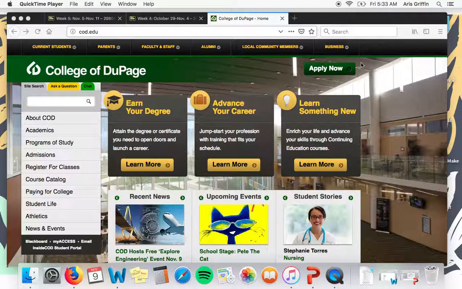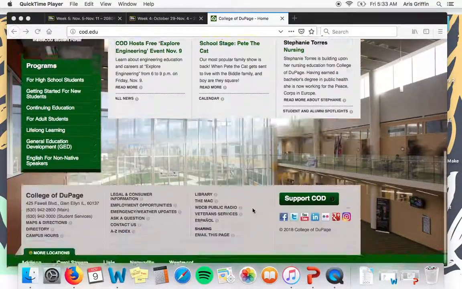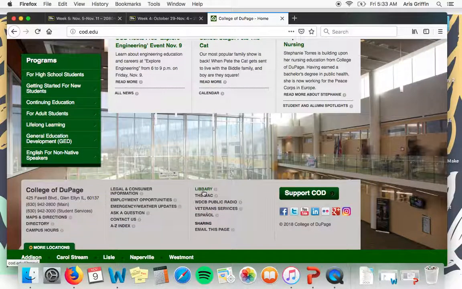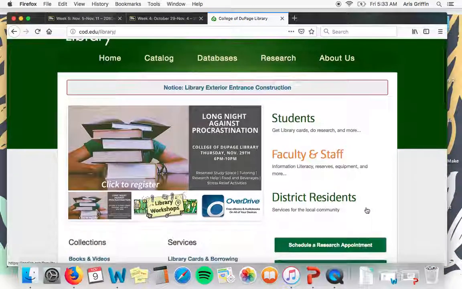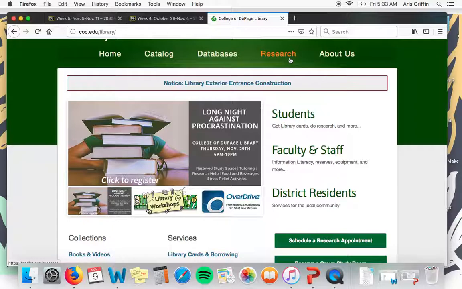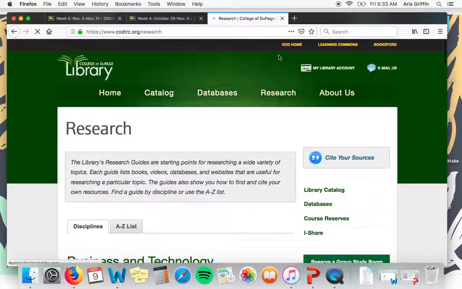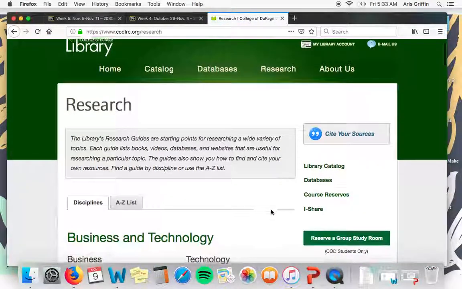I just wanted to take a few minutes and show you some things about the College of DuPage library site that you might not realize will help you do your research for this coming assignment and your next assignment too. So if you go to cod.edu and you scroll down and you go to the library, then you get this page and you could either go to research, databases, or to students too. Let's try going to research first.